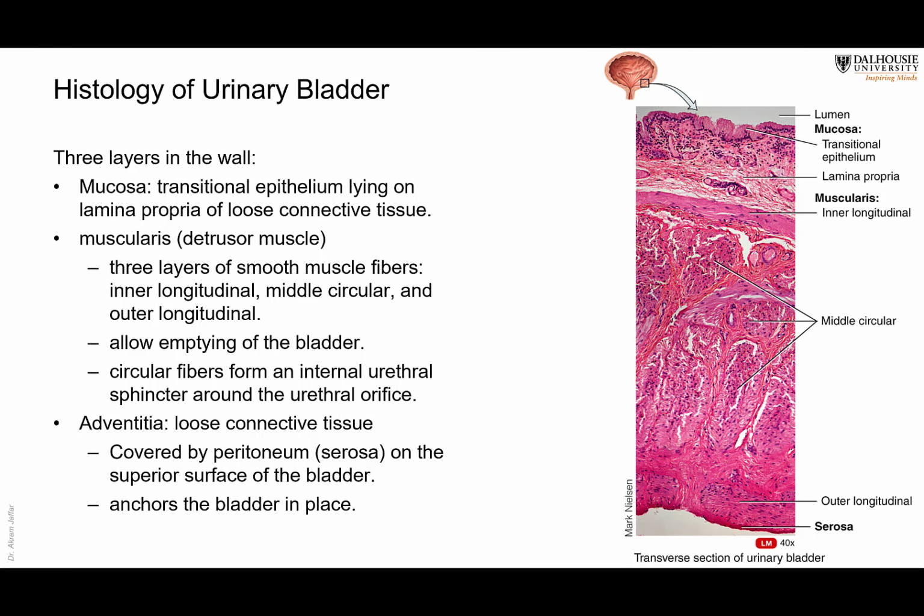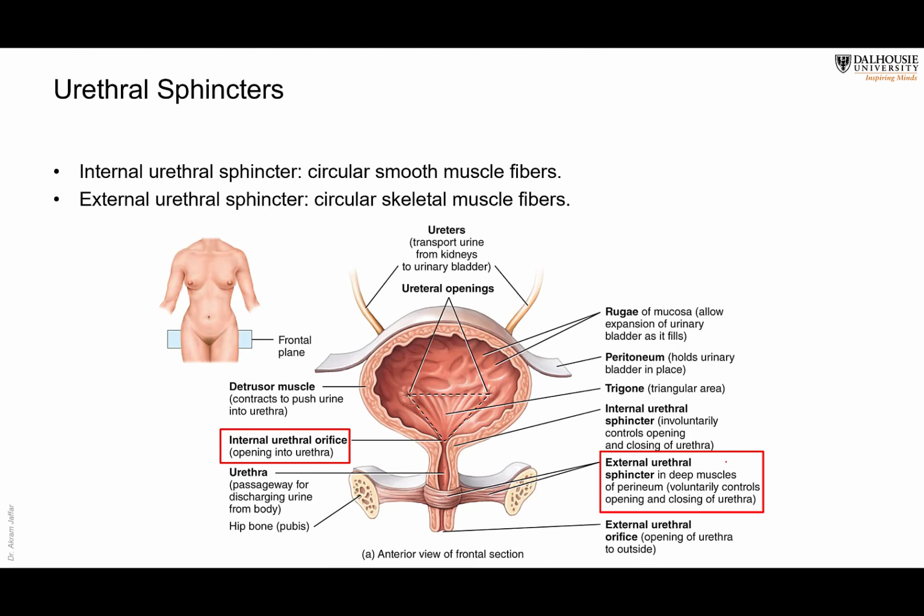In some places, it's covered by peritoneum. In other places, it is not covered by peritoneum. And this is the internal urethral sphincter, as I mentioned. It is at the apex of the trigone of the urinary bladder. And then we have the urethra. This is the female urethra.